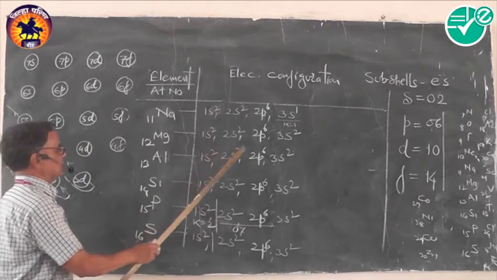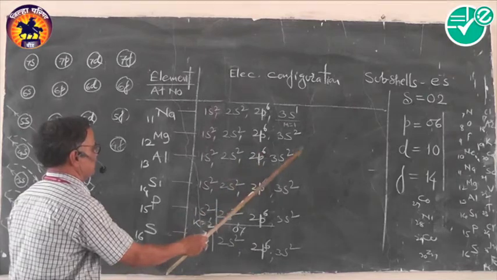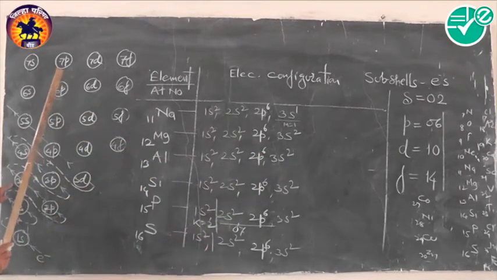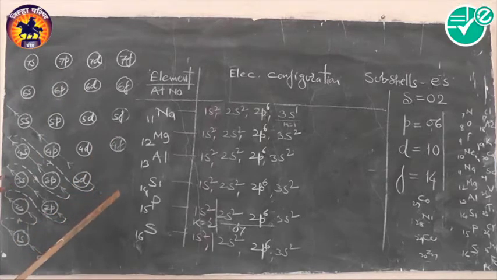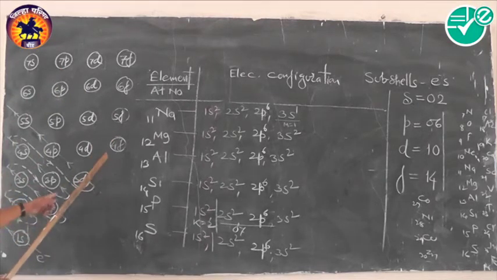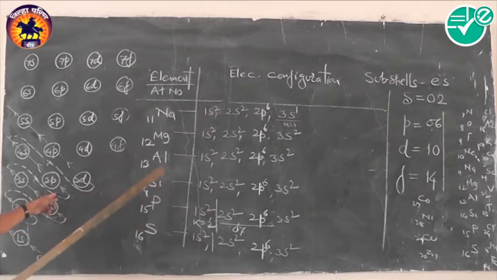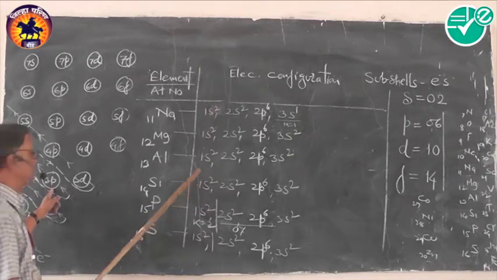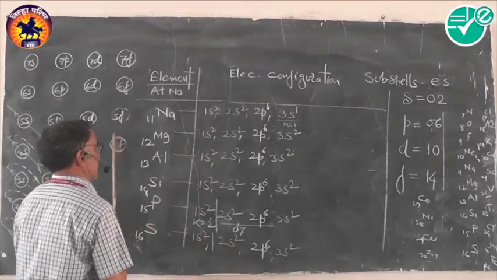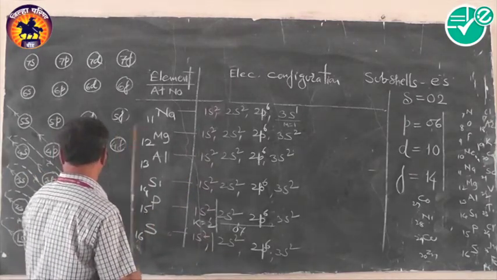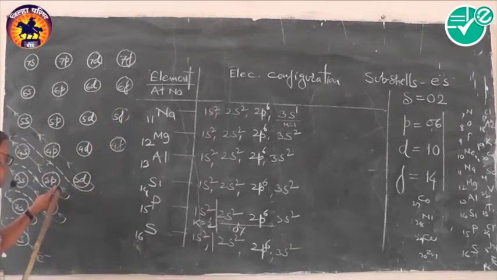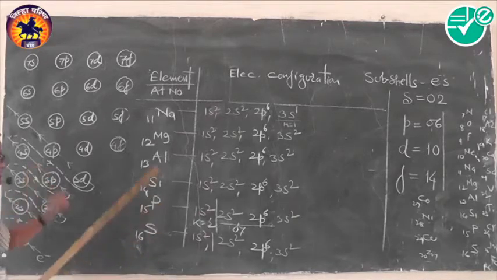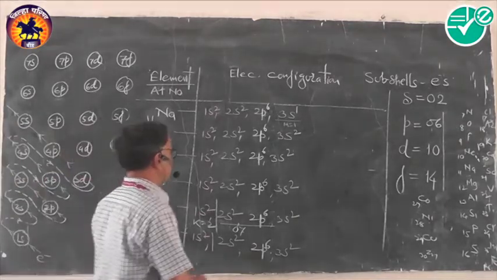Aluminium: 2 plus 2 plus 6, 10, 10 plus 2, 12. Now 3s has a maximum capacity to accommodate number of electrons equal to 2. Then electron moves towards the next sub-energy level, that is next subshell with higher energy, that is 3p. 6 electrons are added consecutively in this 3p subshell because it has a capacity to accommodate 6 electrons, and that will be the electronic configuration of 6 consecutive elements.